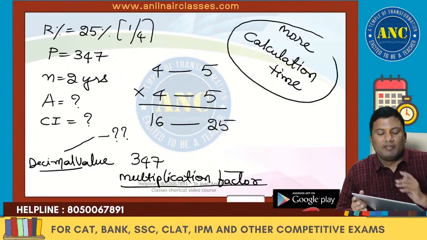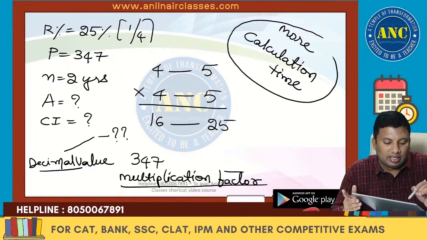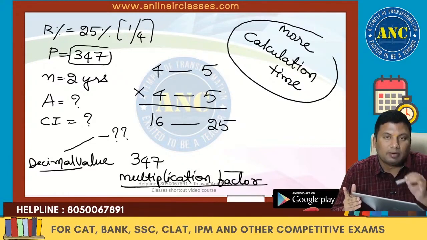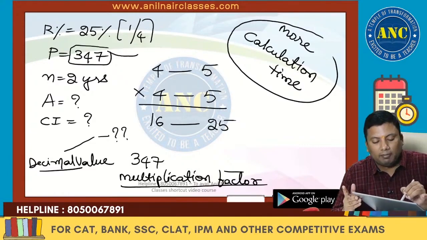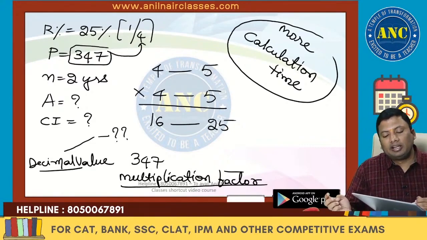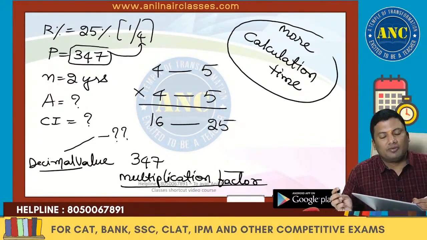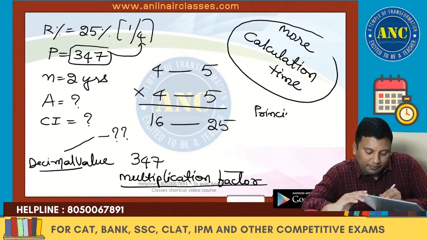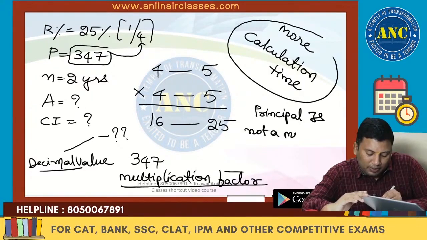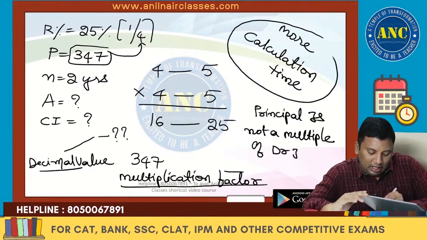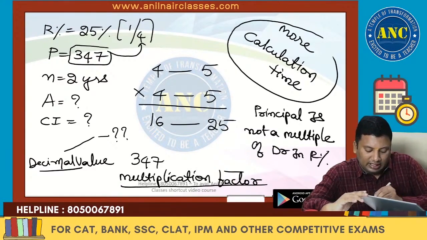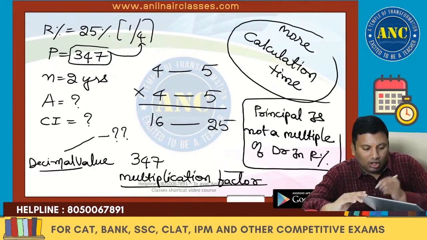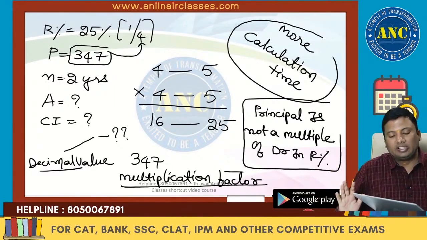That is the reason this method, if the principal is not a multiple of the denominator of the fraction, then this method will take more calculation time. Please write down: if the principal is not a multiple of the denominator in R percentage, this method will take a lot of calculation time. I hope it is clear.